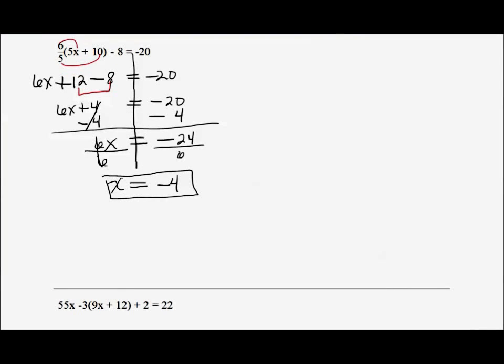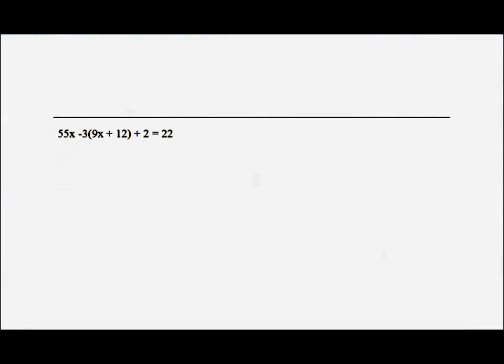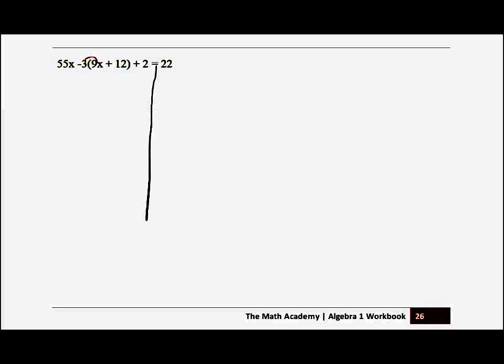Now for our last problem. Starting off the exact same way, I see that I have to apply my distributive property. I'm going to distribute -3. I'll bring down what I have left. This becomes 55x. -3 times 9x will give me a -27x, and -3 times 12 will give me a -36. And then I'll bring down the +2, bring down the equal sign, and bring down the 22 on the right side of my equal sign.